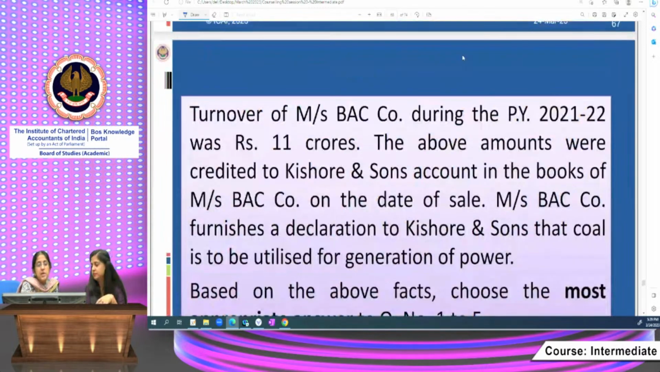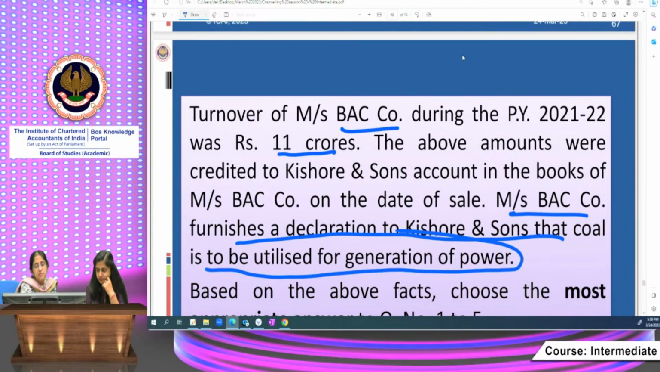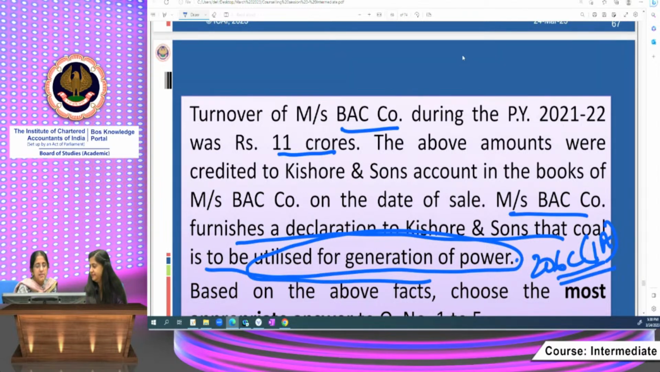Now come to the turnover of BAC during the previous year 21-22, which was 11 crores. So as far as we see, all the parties have turnover above 10 crores in this case. We have to see each case. The above amounts were credited to Kishore and Sons account in the books of BAC on the date of sale. BAC has furnished a declaration to Kishore and Sons that coal is to be utilized for generation of power. This is important. So 206C(1A) comes into picture here.